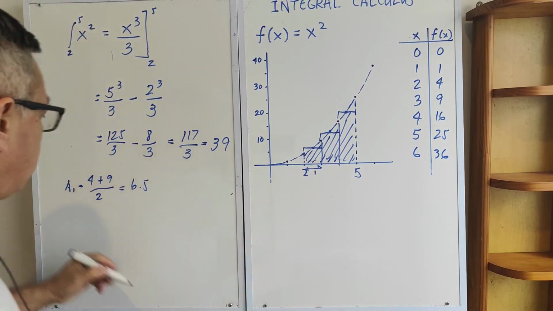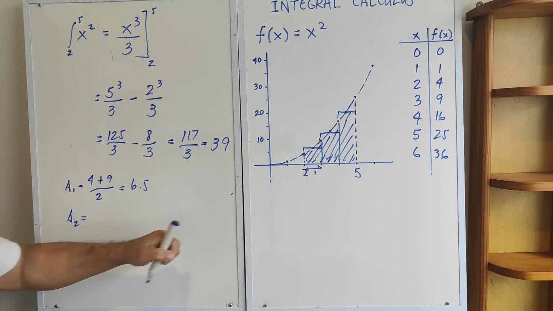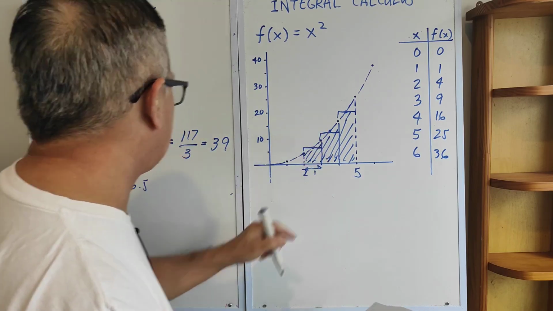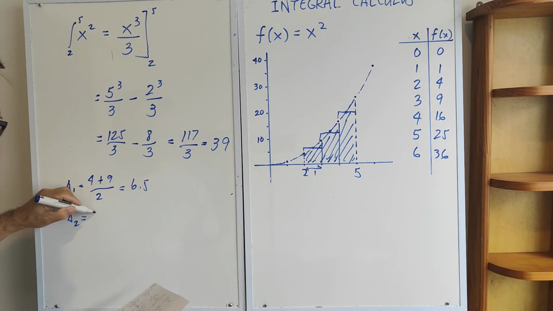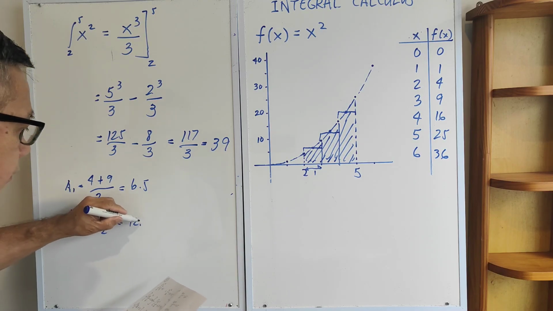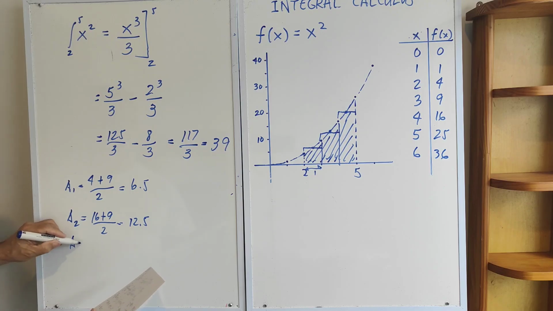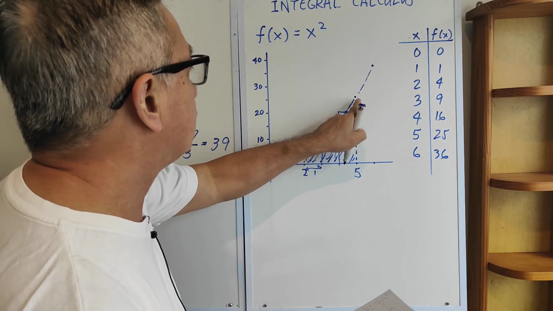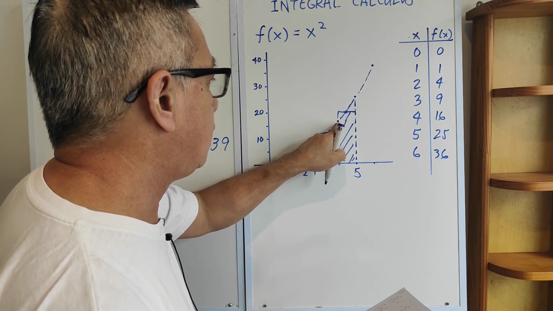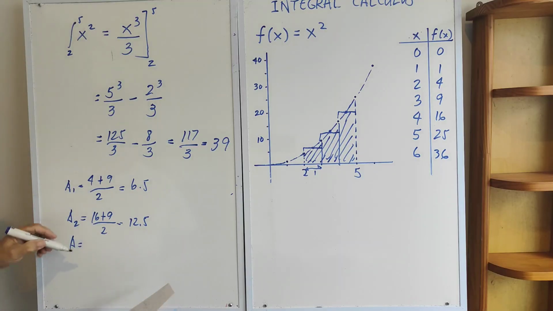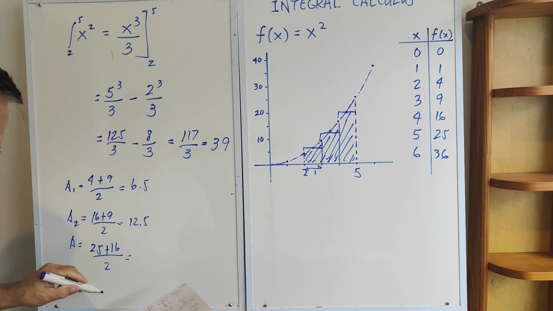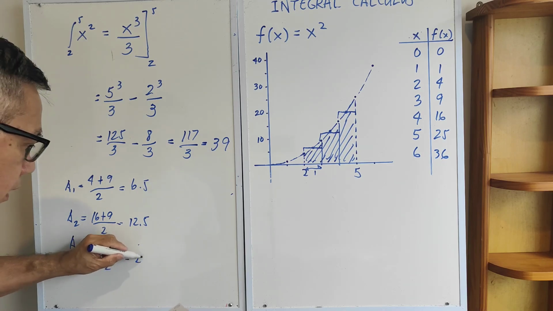Now the second area, area 2, is in between 9 and 16. This is 16, this is 9, so we get the average. 16 plus 9 over 2 is 12.5. Now the third area, this is 25, this is 16, so we get the average. 25 plus 16 divided by 2 is 20.5.